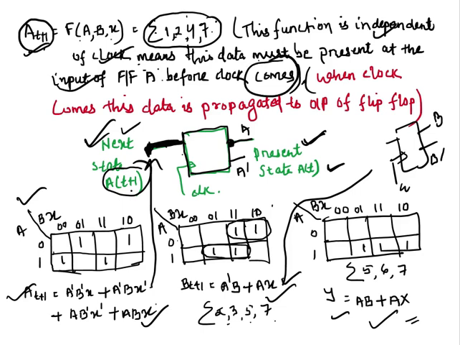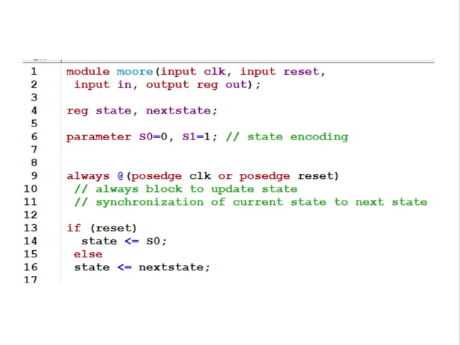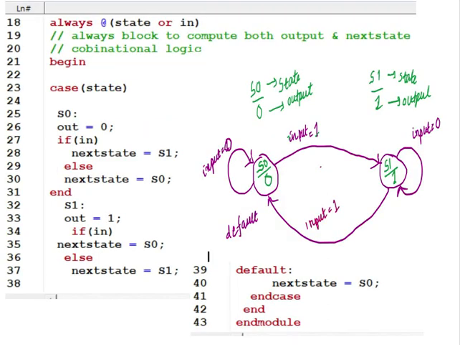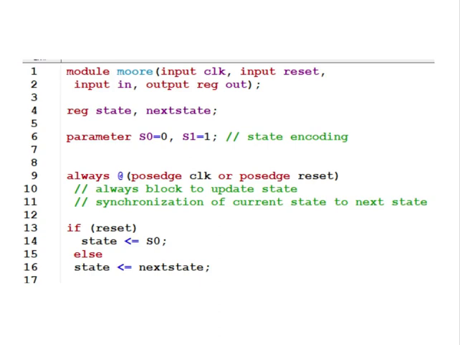Before the clock comes, the data should be present here, that is the next state. And when the clock comes, this data is transferred or propagated to the output of the flip flop, that is the present state. See, when we write the Verilog code you remember, when the clock comes, at the positive edge of the clock, we write state equal to next state. State equal to next state means whatever data we have at the next state is propagated to the state.